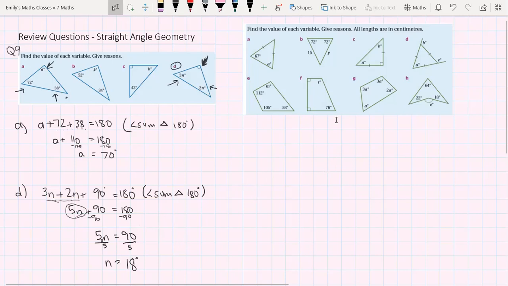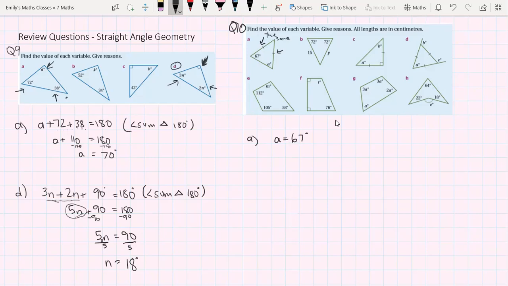So let's have a look at some of these ones over here, which is question 10. Okay, let's do the first one. There's nothing to have to add up here. It's just something that we know about this sort of triangle. So what does that little line and this little line mean? It means they are the same length. So if they're the same, this is an isosceles triangle. And what we know about isosceles triangles is that the base angles are equal. So you can say A equals 67 degrees.